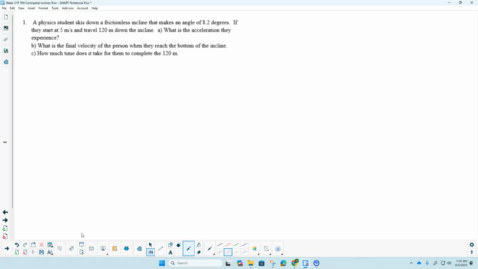I might pause the video halfway through and make it 2 videos so it's not one super long. So this one, a physics student starts skiing down a frictionless incline. I'm just going to make a dot for the student. That makes an angle of 8.2 degrees. They start at 5 meters per second, so they're moving at 5 meters per second going down the hill, and they tell you the length of the incline.